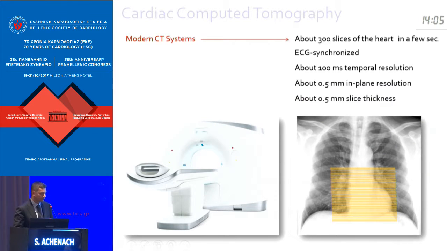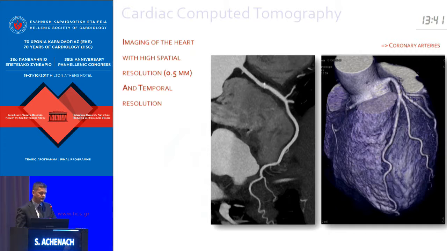You probably all know that CT has gone through tremendous technology development, and the latest CT scanners can acquire about 300 very thin slices of the heart in just a few seconds, synchronized to the EKG with very high temporal resolution and very high spatial resolution, well below 1 millimeter. And the most frequent indication to use CT imaging of the heart is to visualize the coronary arteries.